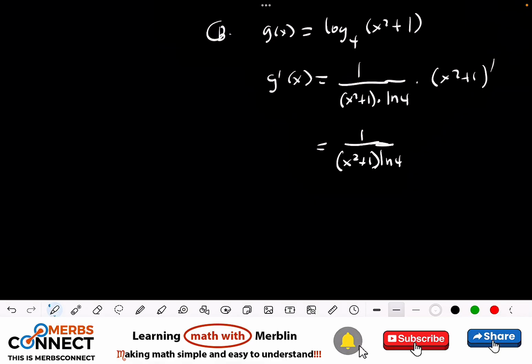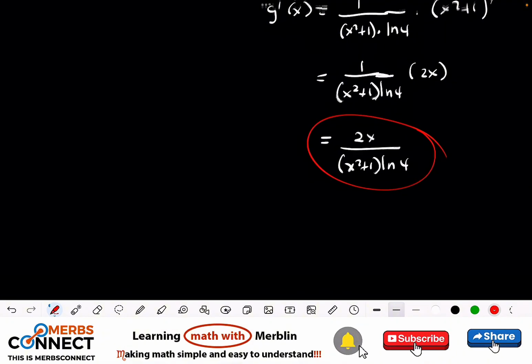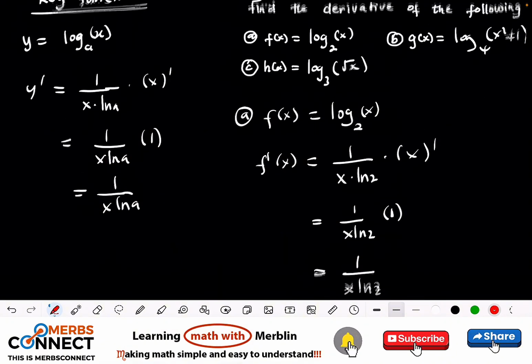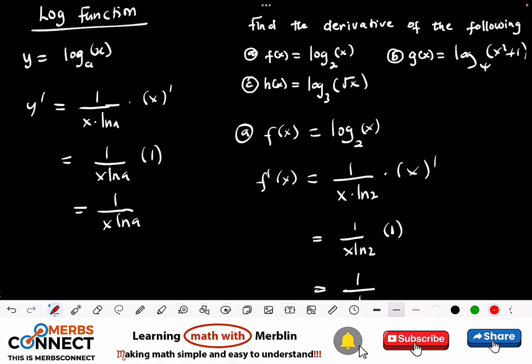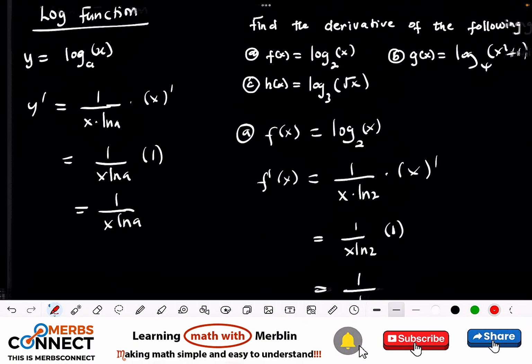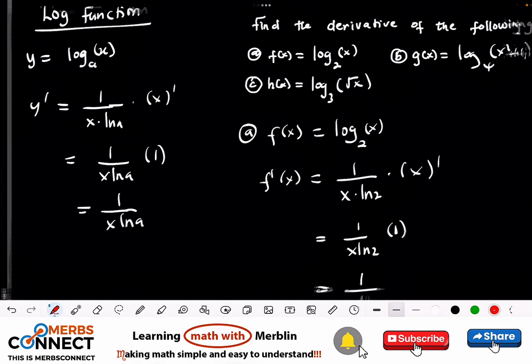Then when I differentiate the one in the bracket here, I'll have 2x. So my final result is going to be 2x divided by x squared plus 1, which will be ln 4, like this one here. So this will be the final result when I differentiate a log function. So this is how we differentiate a log function, right? So do the last one, which is the C, and place your results in the comment section.